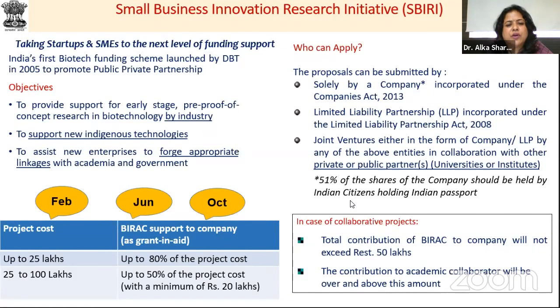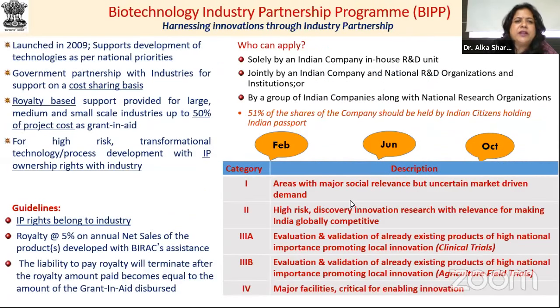So proposals are being invited through RFAs, in February, June, and October. These are open calls, and details of the projects, who can apply, what is the limit of the cost, and also other terms and conditions are available on the website. But I would like to highlight here that the company should have at least 51% of the share of the company in India.